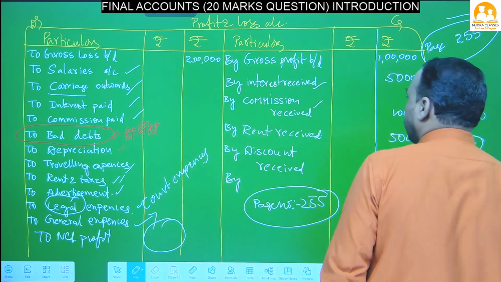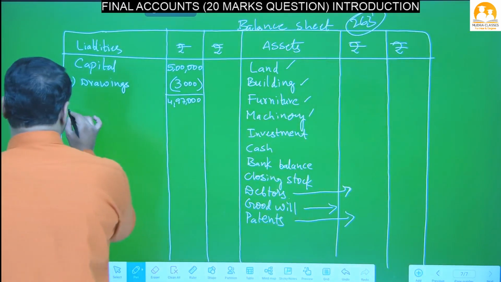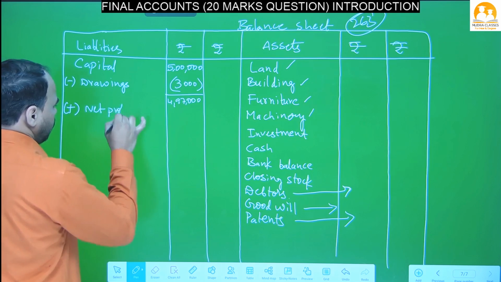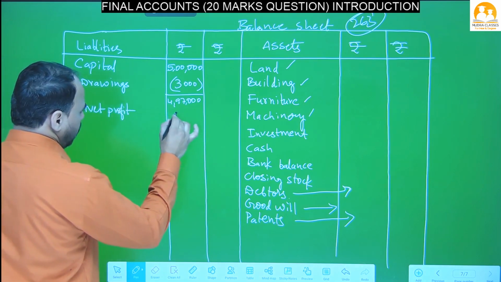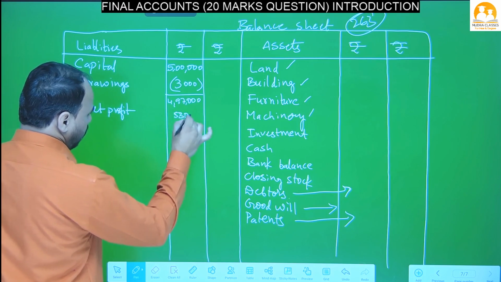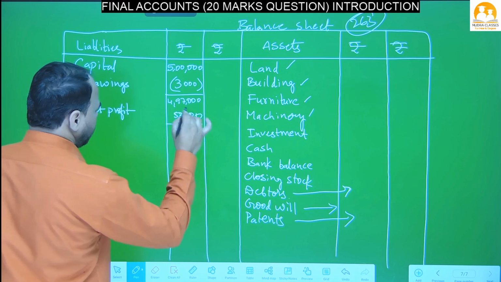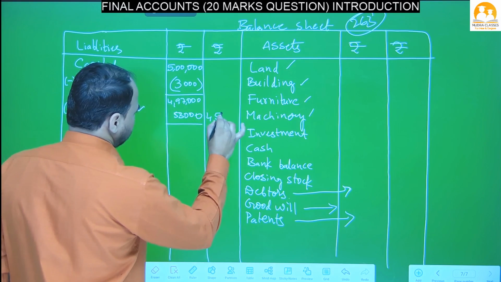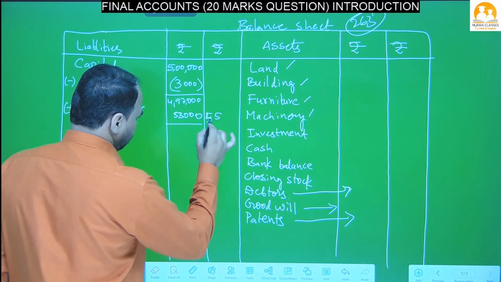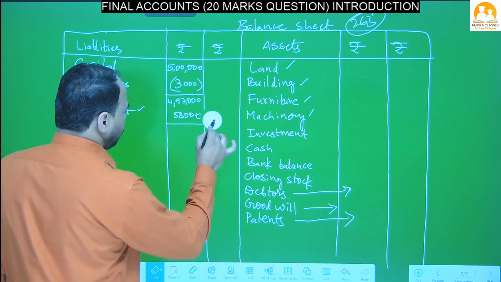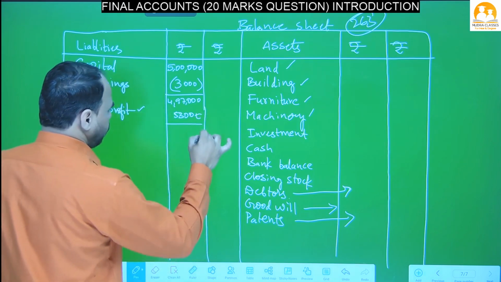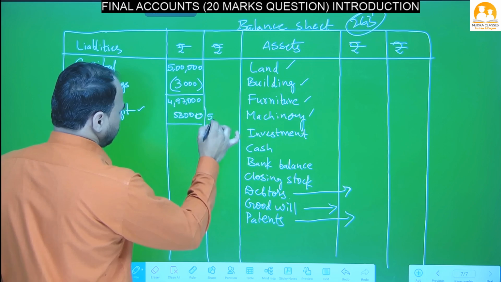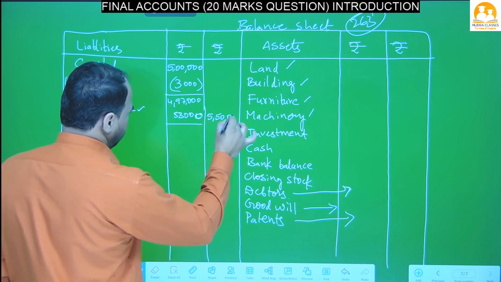Okay, if you got net profit, beta, we have to add it here. If you got net profit, you have to add. If you got net loss, then you have to deduct. So here I am thinking that we got net profit, so I am writing here 50,000. I am adding it to the 4,97,000, so the total 5,50,000 we have to write in the outer column.